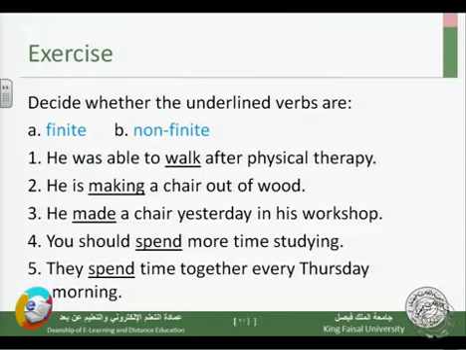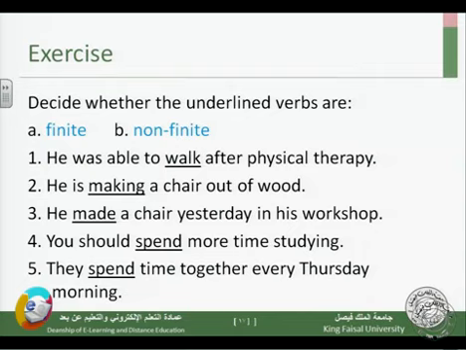B. Three, he made a chair yesterday in his workshop. Okay, so made, if we change the tense here, will it change? If we say he, something that he does every day, so he makes a chair every day, so yes, it changes. Okay, so the verb made changes according to tense, so this is why it is finite. It is a finite verb. The correct answer here is A, finite. If we change the tense, the verb will change.